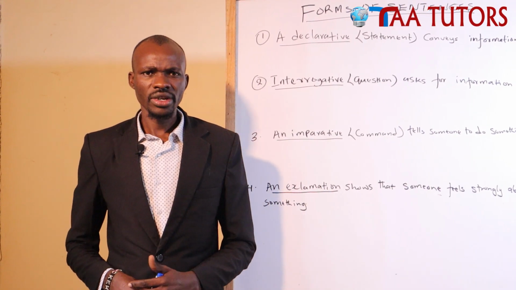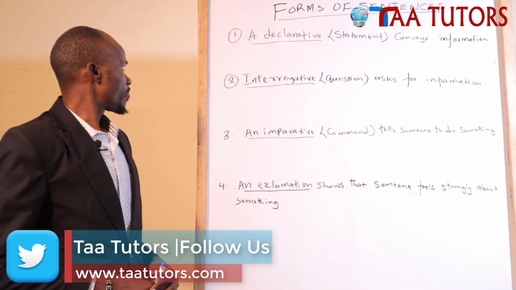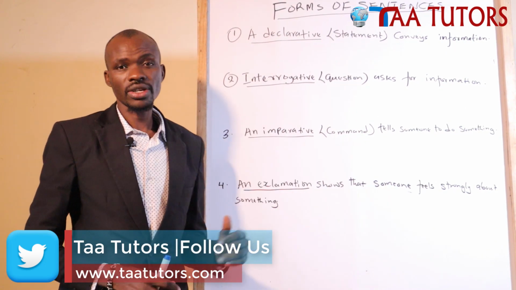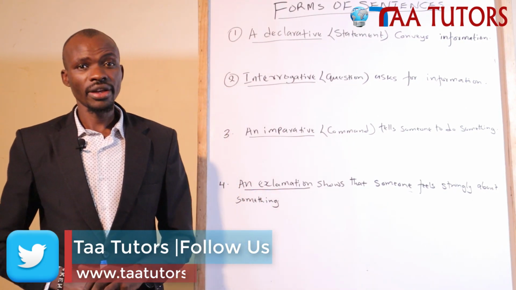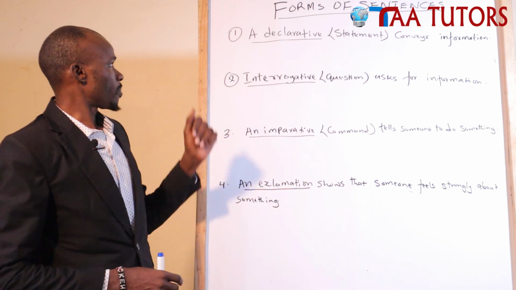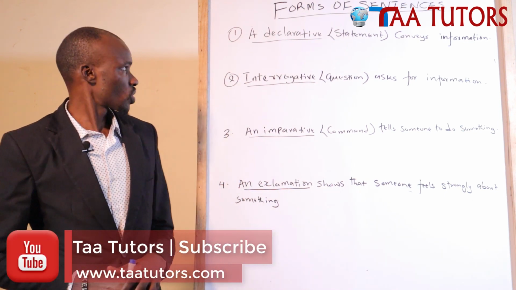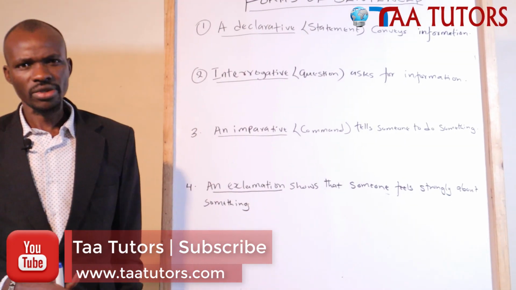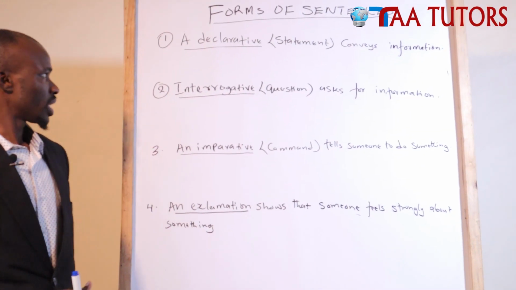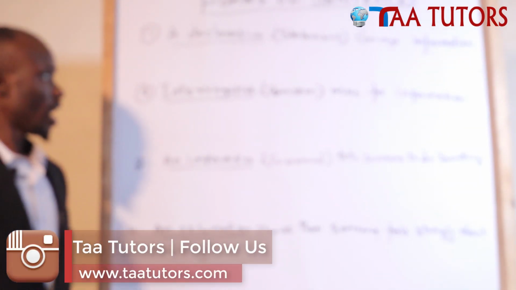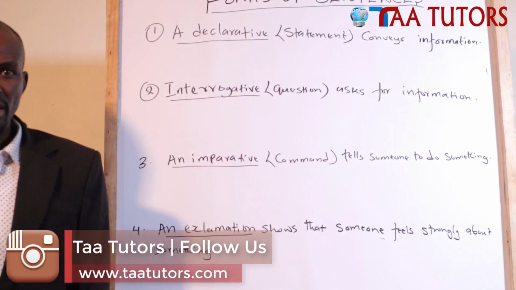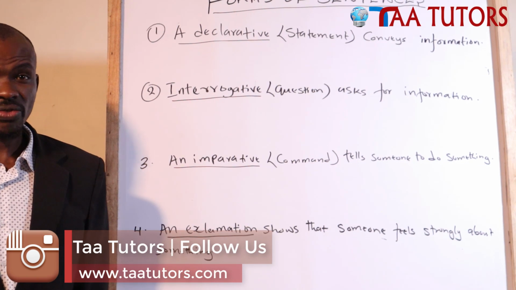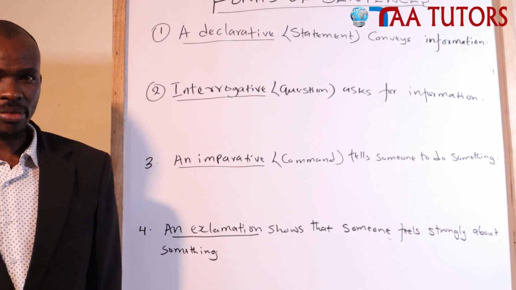I want us to talk about the forms of statements, some of the forms of sentences that we have. So we have the 4 forms of sentences, as you can see. The first form of the sentence that we have is called a declarative or statement form. Declarative or statement forms are always conveying information. They give you information.